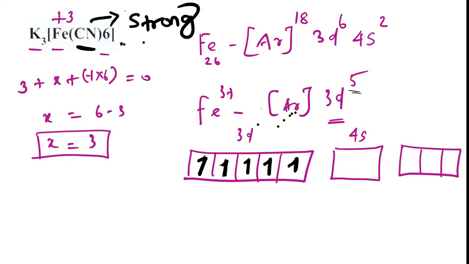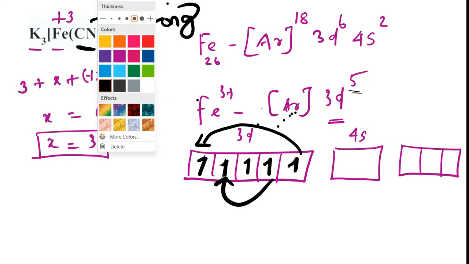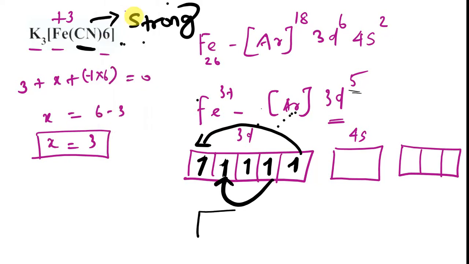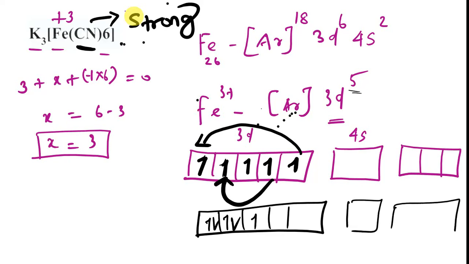So what it will do? It will force the electrons to be paired. Thus the cyanide ion will force electrons to get paired. So these electrons will get forced to pair. So then the orbitals will be like this. 1, 2, 3, 4. So here 2 electrons will be there, and here 2 electrons will be there, and here 1 electron. These 2 orbitals are empty.